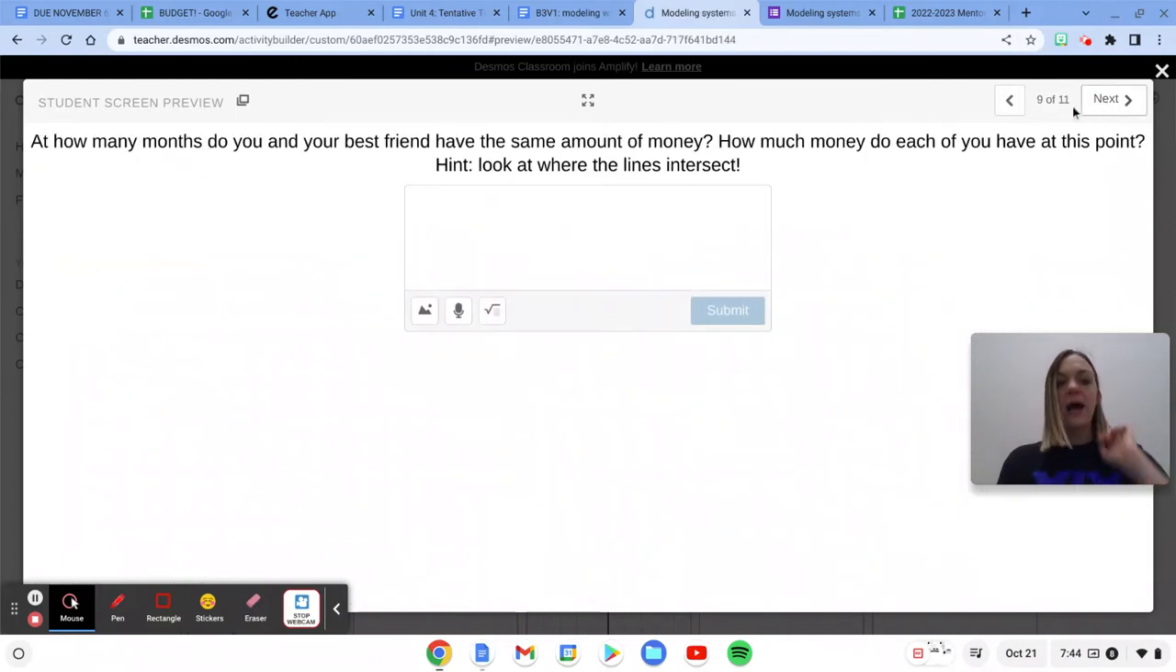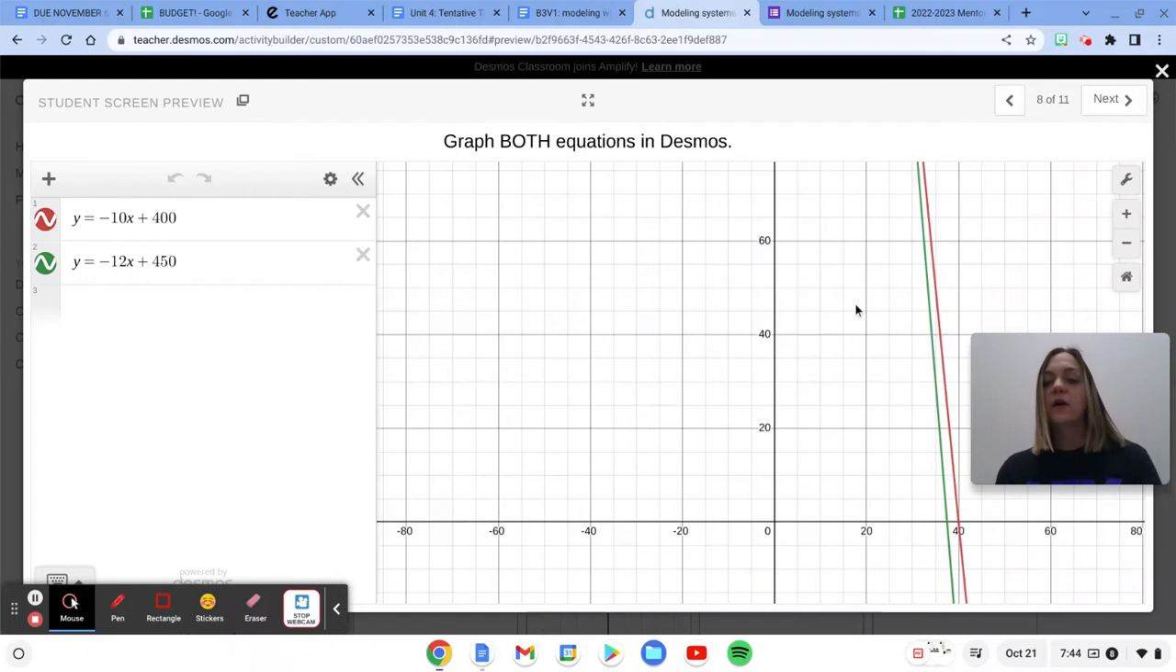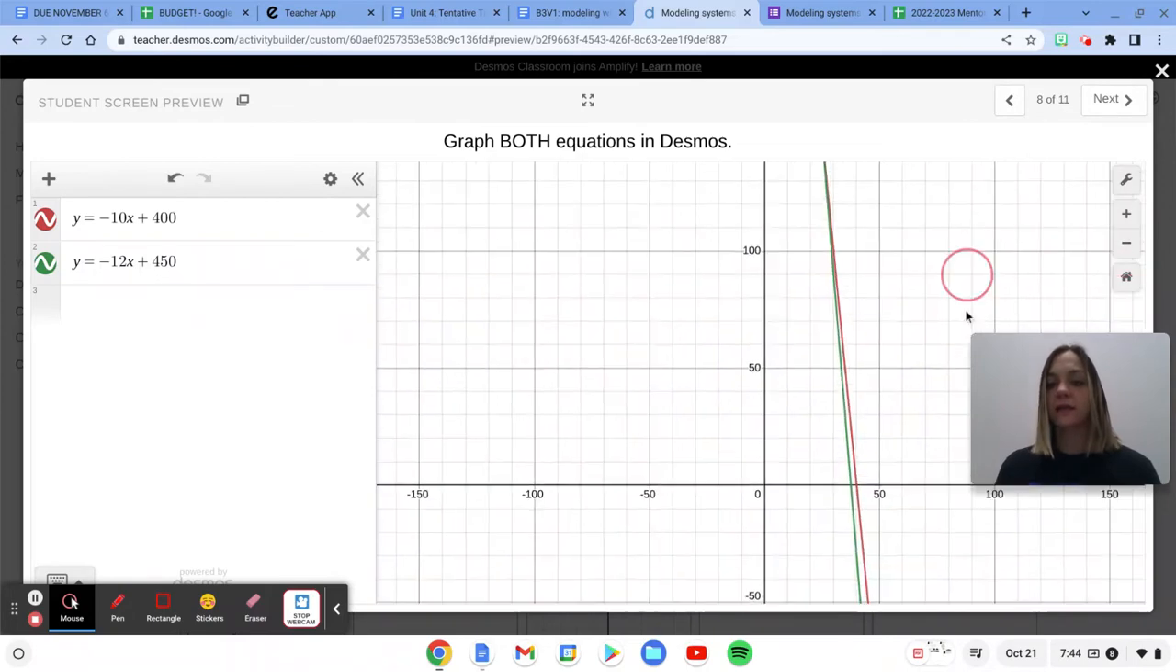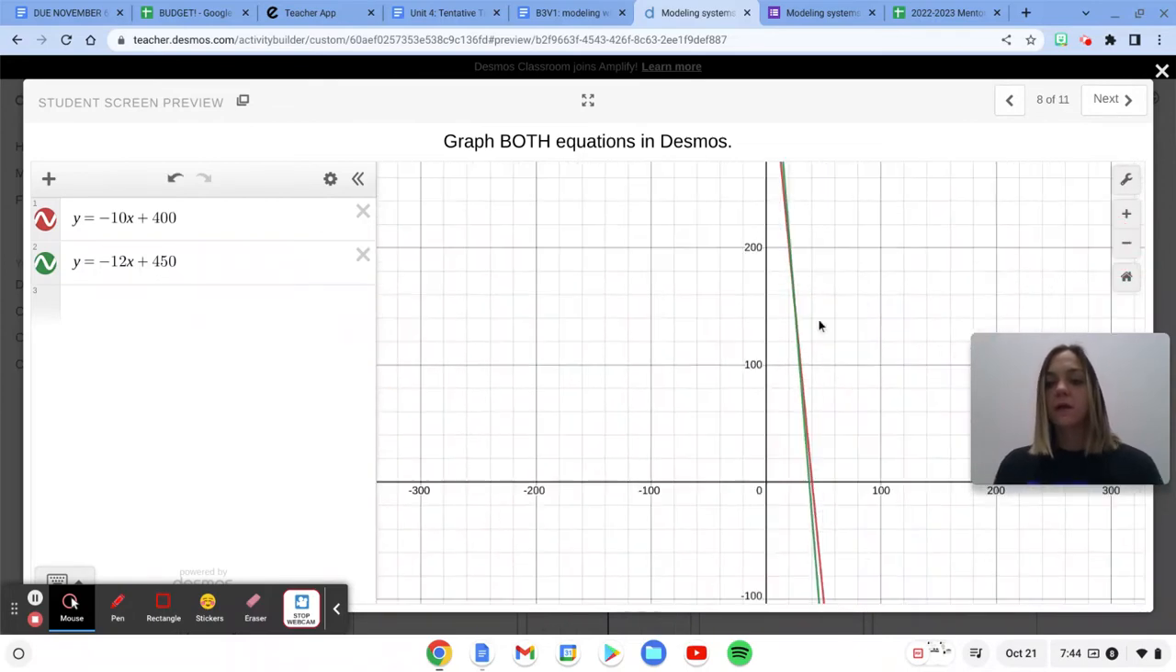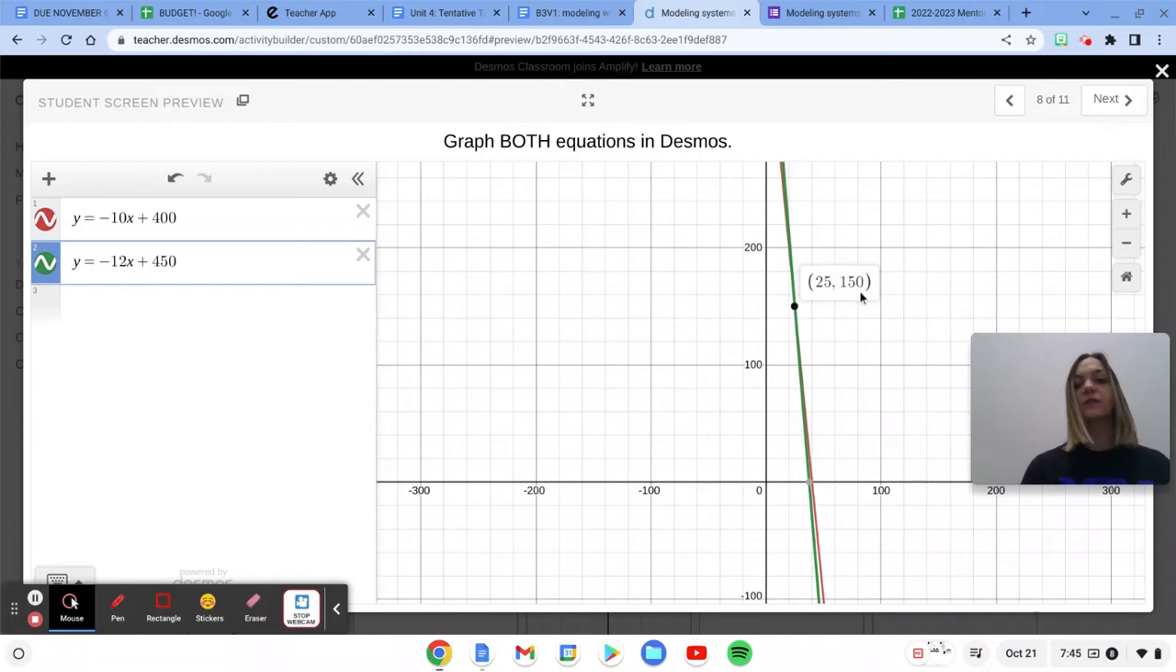Okay. At how many weeks do you and your best friend have the same amount of money? How much money do each of you have at this point? And we're looking where the lines intersect. So right here in this specific frame, I can't tell where my lines are intersecting, but I can zoom out to find it. So I'm going to click on my line here until I get this point. This point is telling me where the lines are crossing each other. At X weeks, at 25 weeks, I have Y dollars, $150.